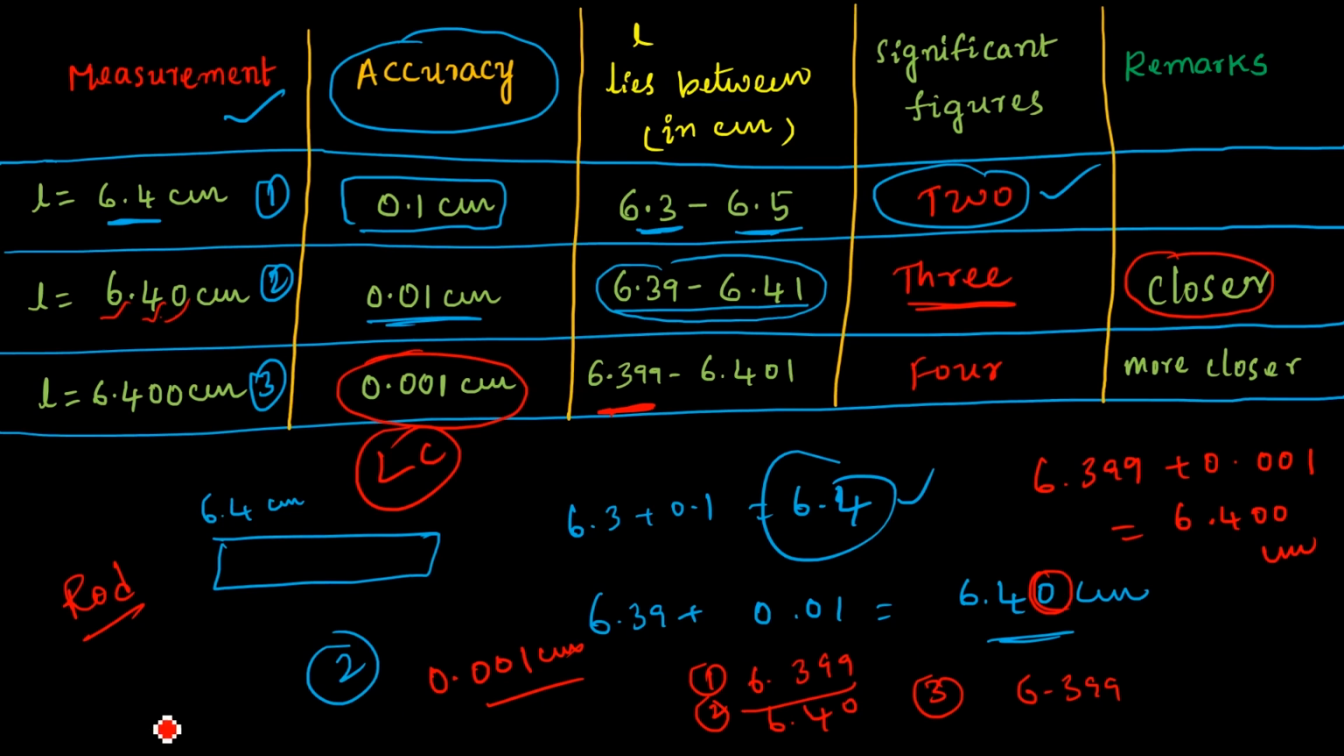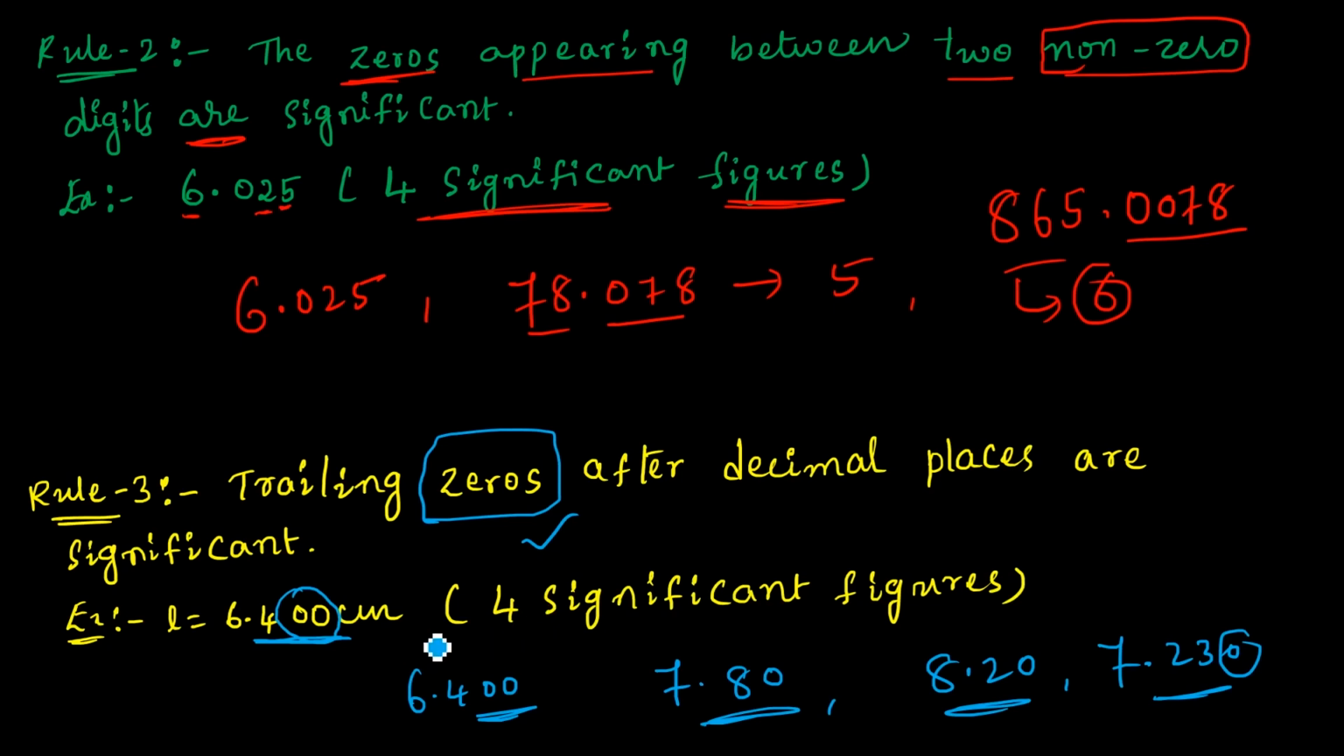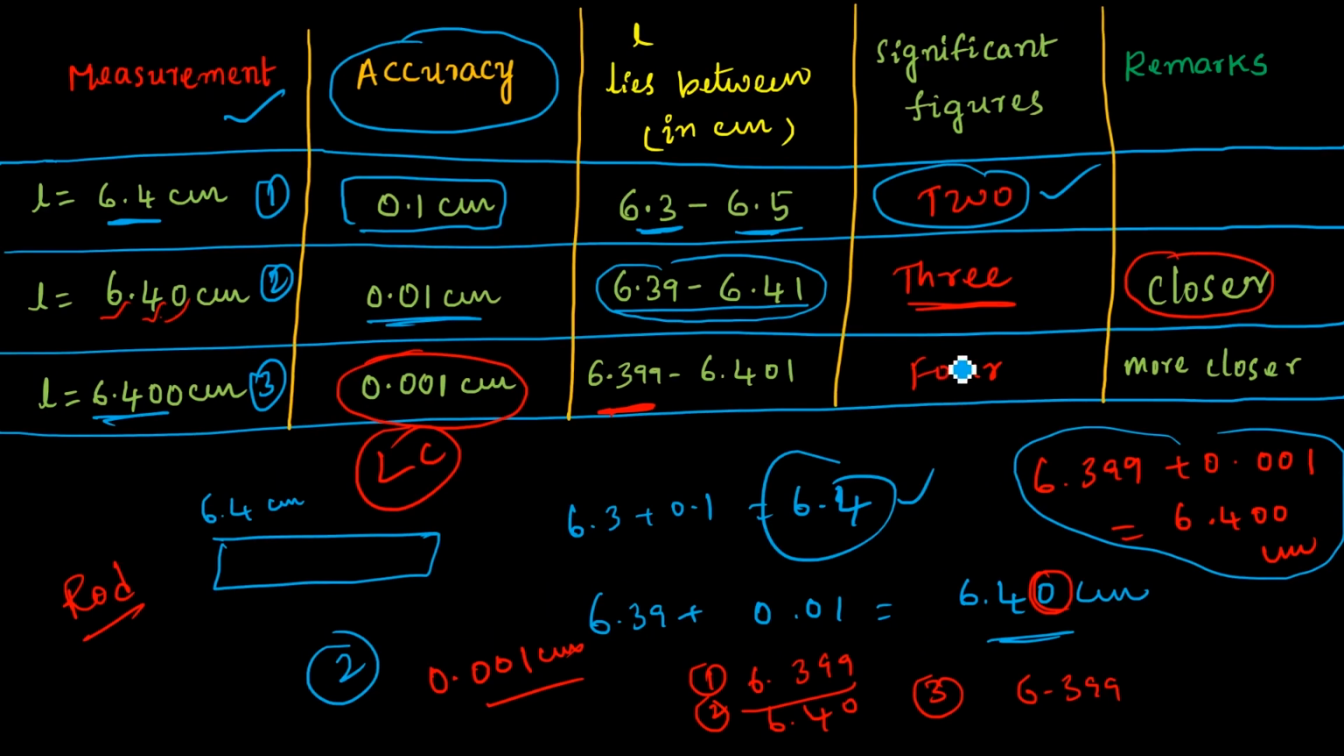Then you'll get the value 6.400 centimeter. That's the length, right? So we are using centimeter. Clear? So you got the clarity on it. Here how many significant figures are there? So previously we discussed this, right? There are 4 significant figures. So here you got 4 significant figures. So this is very close, more close to the exact length of the rod you can consider, right?